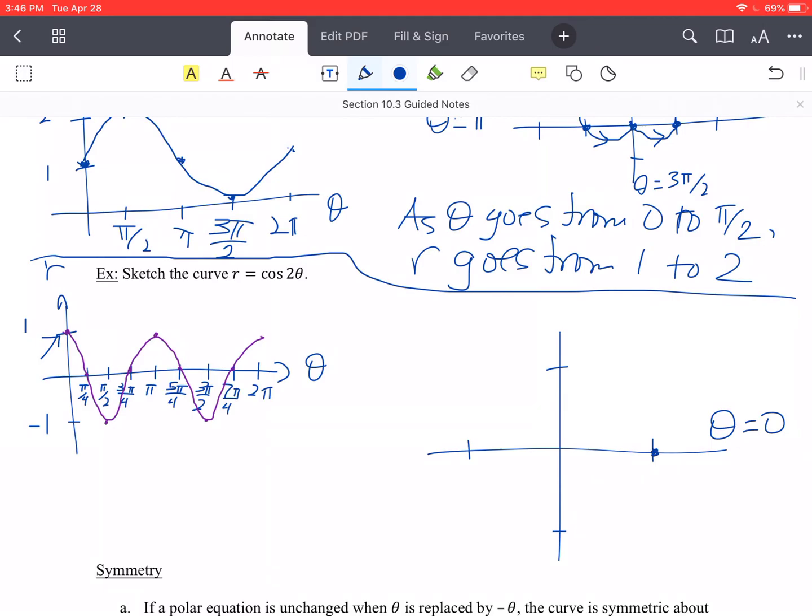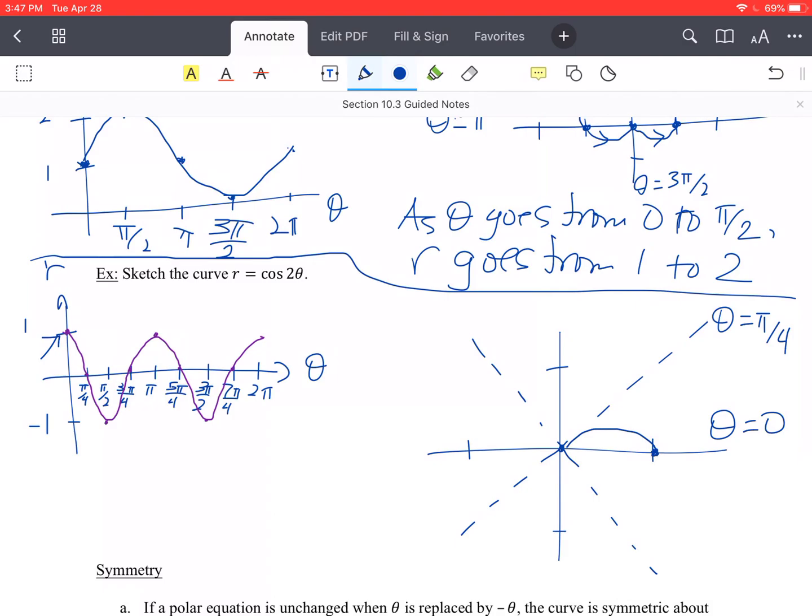Then as theta goes to pi over 4, so let me just draw these, and you should probably make these dotted, so that they don't distract too much from the graph. Okay, so as we go to pi over 4, we're going to hit 0, so that's going to be right here. So this stretch of the graph is going to look like this.